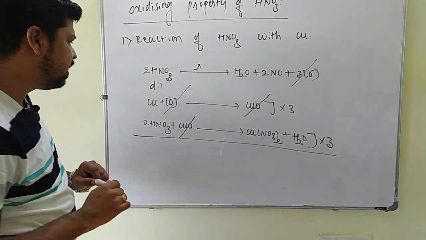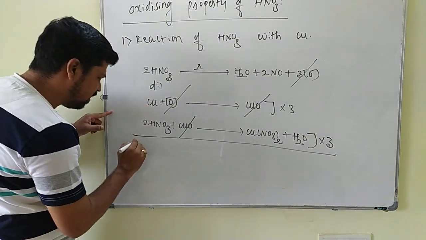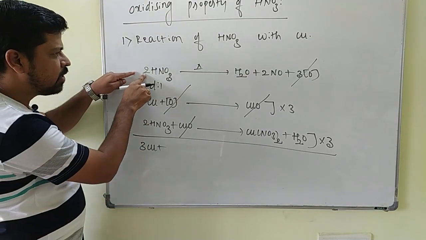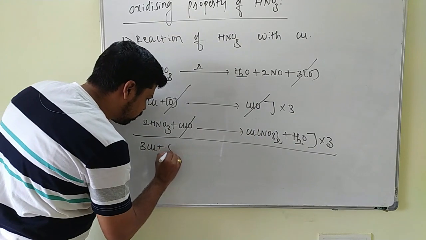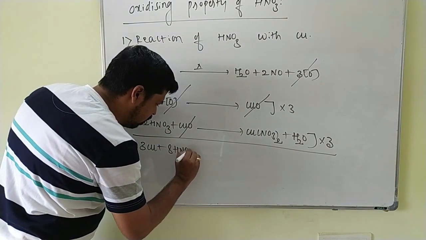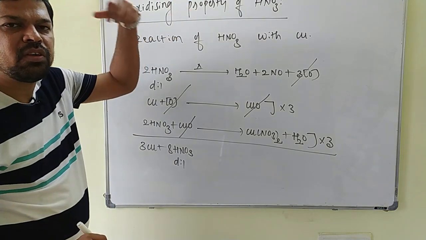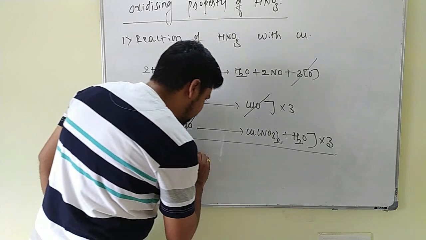Rest everything you can write by multiplying the corresponding numbers here. Now you write 3 times of copper reacts with 2 HNO3 and here it is 6 HNO3, 3 2s are 6, so 8 times of HNO3. Here you compulsorily have to mention it is dilute. In case of concentrated it was 4 moles of HNO3, in case of dilute it is 8 moles of HNO3.